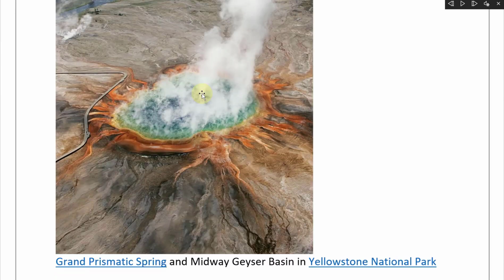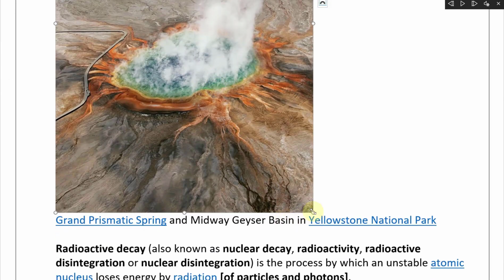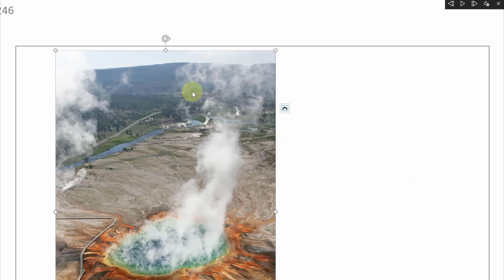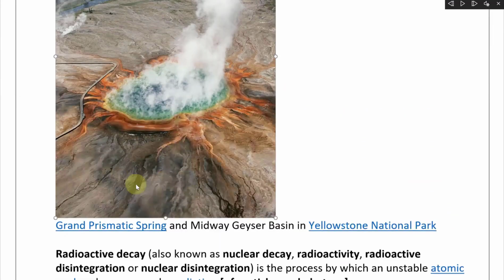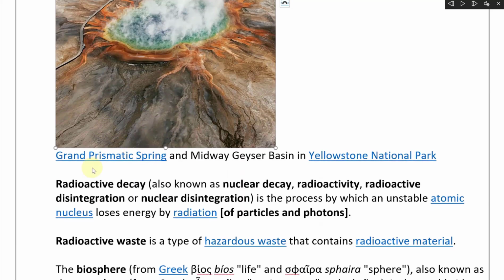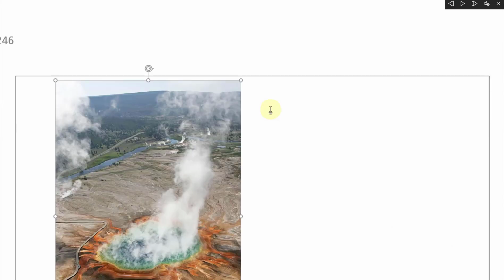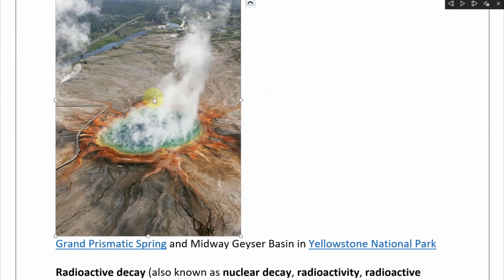Alright, continue further. Here's an illustration of a hot spring right here. Notice that you have a bunch of boiling water there. And yeah, it's a very interesting setup. So this is Grand Prismatic Spring and Midway Geyser Basin in Yellowstone National Park in the US. Make this a bit smaller. Yeah, that's pretty epic stuff there.